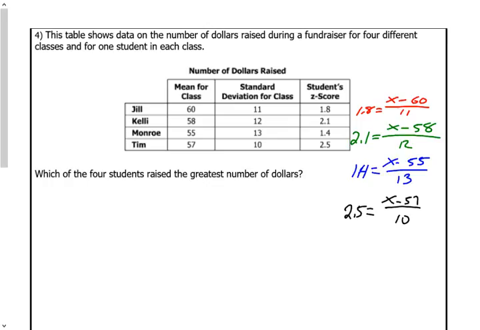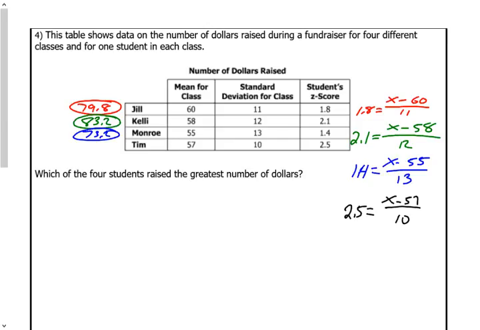So Jill, she actually raised $79.8. Kelly, and again, I'm going to walk you through how I'm solving this. 2.1 times 12 plus 58. Kelly actually raised $83.2. Okay. Monroe, 1.4 times 13 plus 55, 73.2.